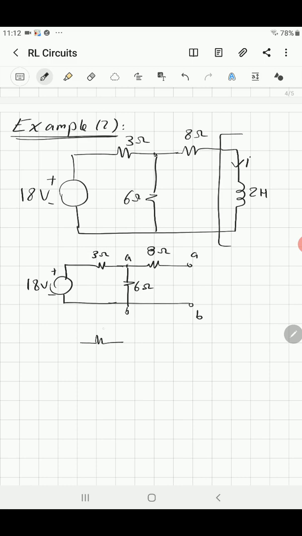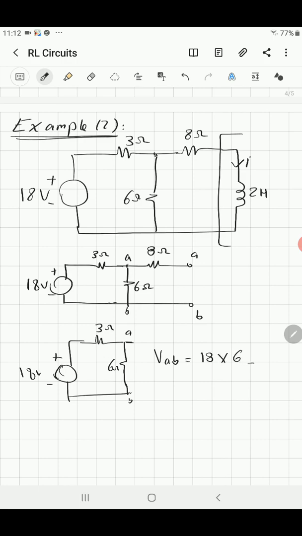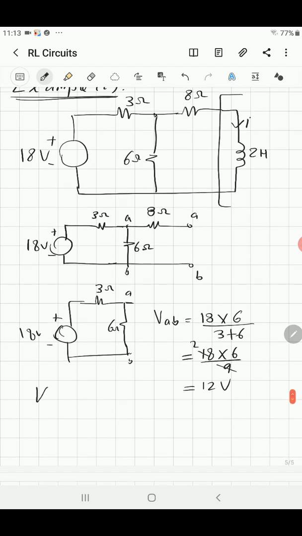Now we can make it like that: 3 ohm, 6 ohm, 18 volts. So what is the voltage across AB here? I will say VAB is equal to the total voltage, 18 volts, times the resistance across the voltage, 6 ohm, divided by the total resistance 3 plus 6. So it equals 18 times 6 divided by 9. 18 divided by 9 is 2, and 2 times 6 is equal to 12. So the voltage here equals 12. So you write V Thevenin is equal to 12 volts and keep it.